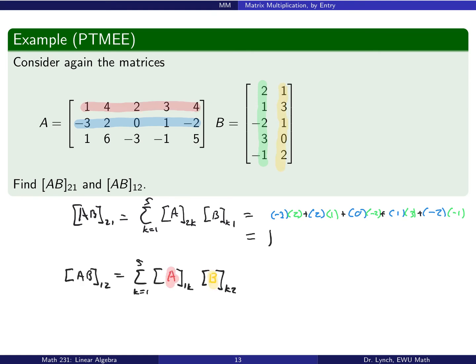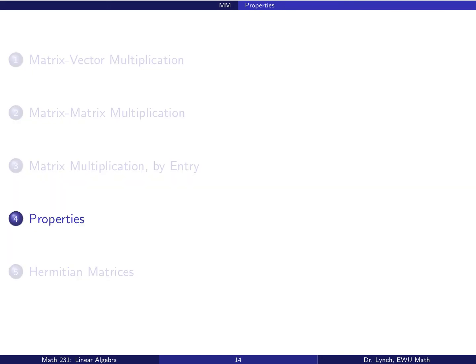Okay, similarly, the element in the first row and second column of the product comes from the first row of the matrix A and the second column of the matrix B, and we can crank that out too, and it turns out that what you get is 23. Okay, so not a particularly difficult computation, but perhaps a little bit tedious. In any case, the way that we use this matrix multiplication by entry is to prove certain properties of matrix multiplication. So let's go ahead and start in on some of those properties.